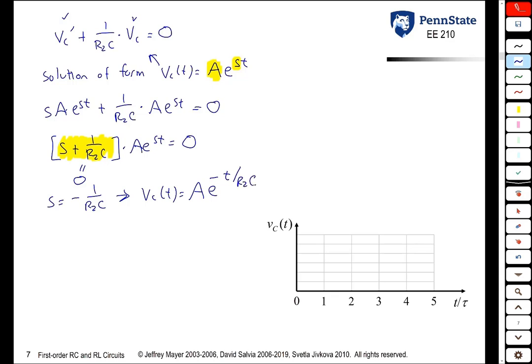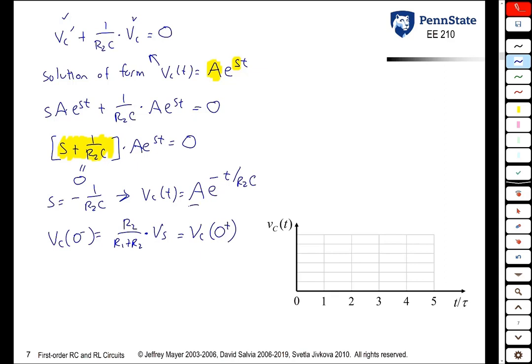We still need to figure out what A is. To do that, we're going to use our initial condition. Recall that we know the voltage across the capacitor at 0 minus was R2 over R1 plus R2 times Vs. We got that from the DC steady state part of analyzing the circuit. But we also know that with capacitors, the voltage across the capacitor cannot change instantaneously. That means that Vc at time equals 0 plus also has to be that same value. So even though the circuit changes abruptly at time 0, the source and R1 are switched out of the circuit, the voltage across the capacitor cannot change instantaneously.